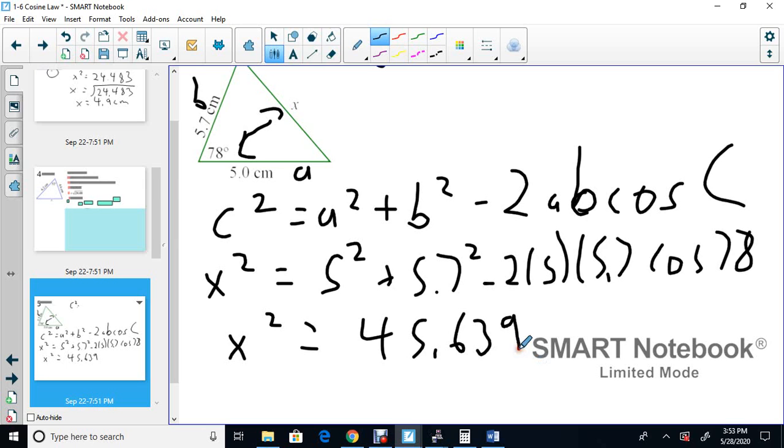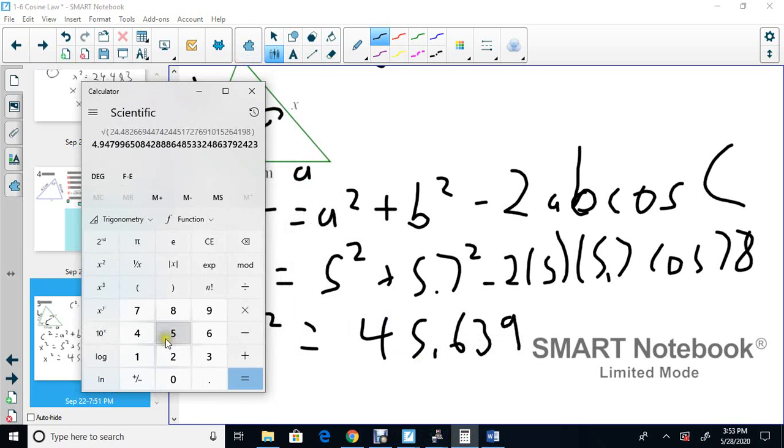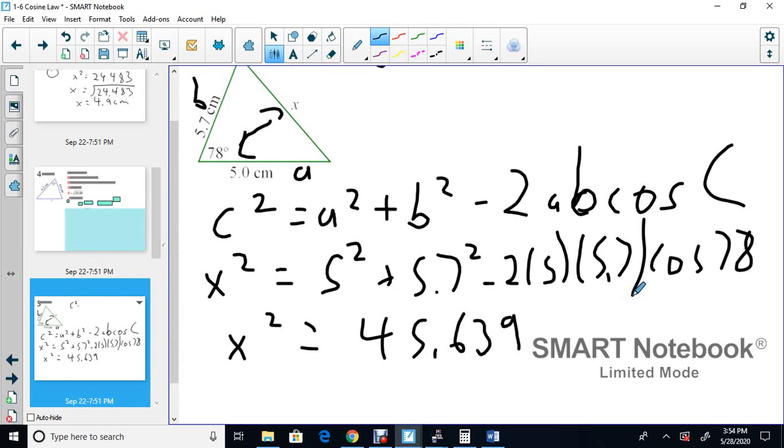45.639. Just to double check it, I'll do it on the other calculator. On this calculator here, I'd go 5 squared plus 5.7 squared minus 2 times 5 times 5.7 times 78, and over here cos, equals. Don't forget the equals. 45.639. So I did it correctly, and then we square root it.